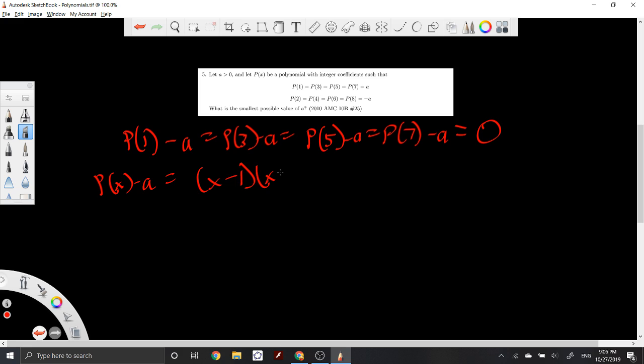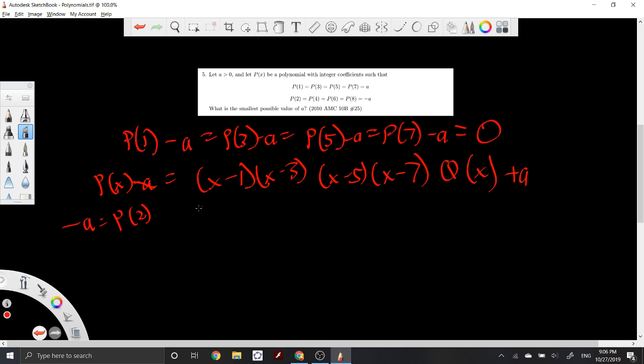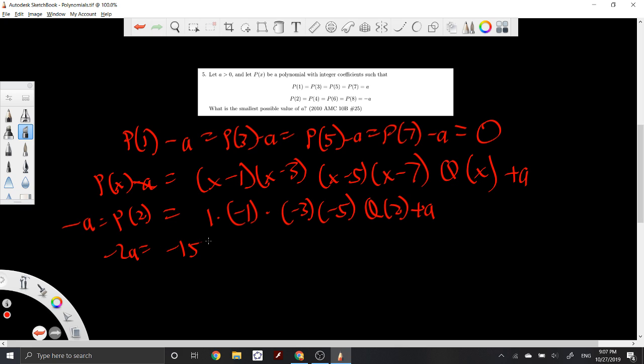So we have x minus 1, x minus 3, x minus 5, x minus 7, and this is a ton of information. And we actually have some other polynomial here. We don't know about what's left. We just know that it has 1, 3, 5, 7 as roots, which means that if we add a to both sides, we get plus a here, which means plugging in p of 2, we get minus a equals 1 times minus 1 times minus 3 times minus 5 times q of 2 plus a, which means that minus 2a equals minus 15 q of 2.